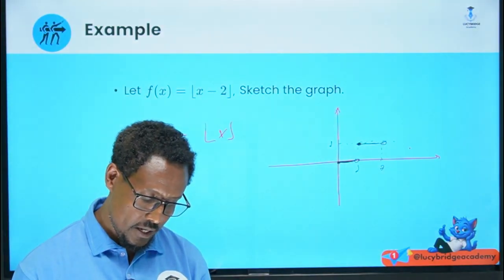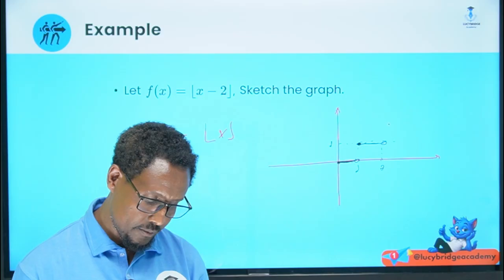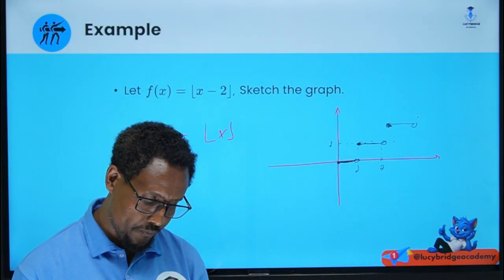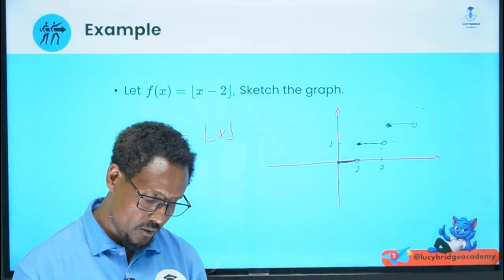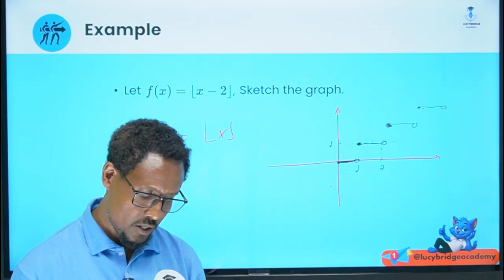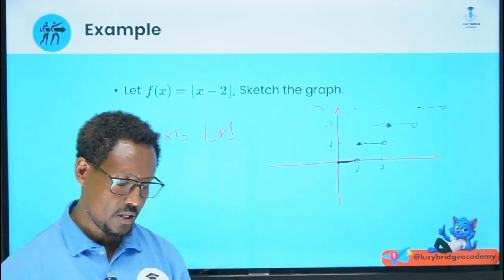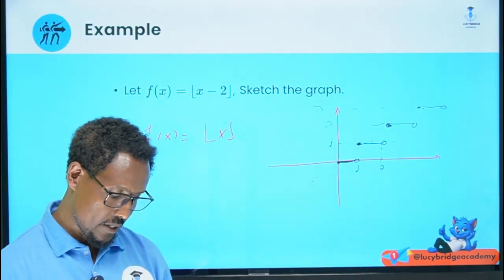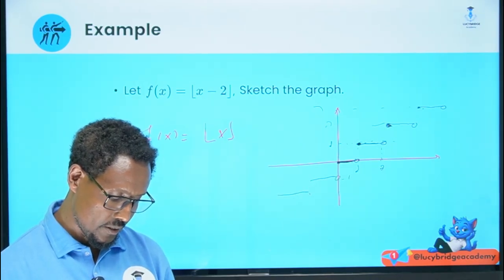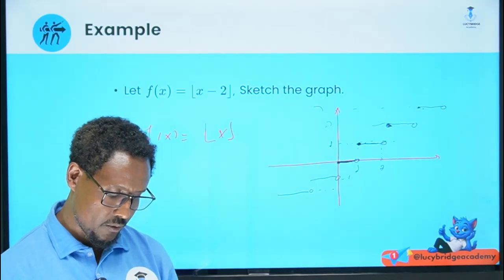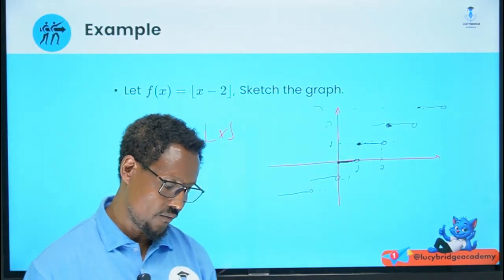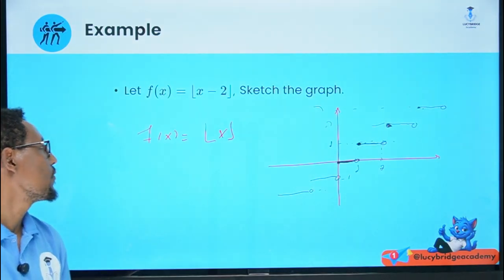Hole here, okay? It continues like this. But here a hole, it looks like stairs, okay? This point is filled, but this one is a hole. This is 2 and this is 3 and so on. On this side it comes here at negative 1, and here at negative 2. This is the graph of the floor of x.